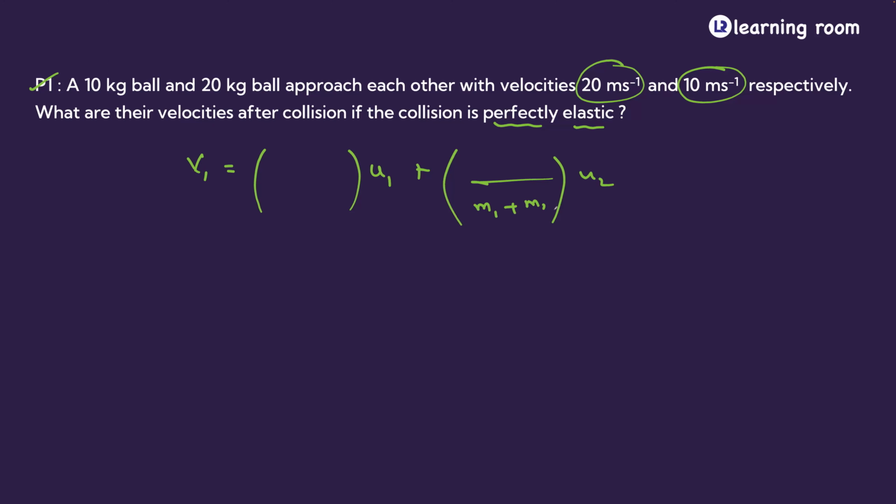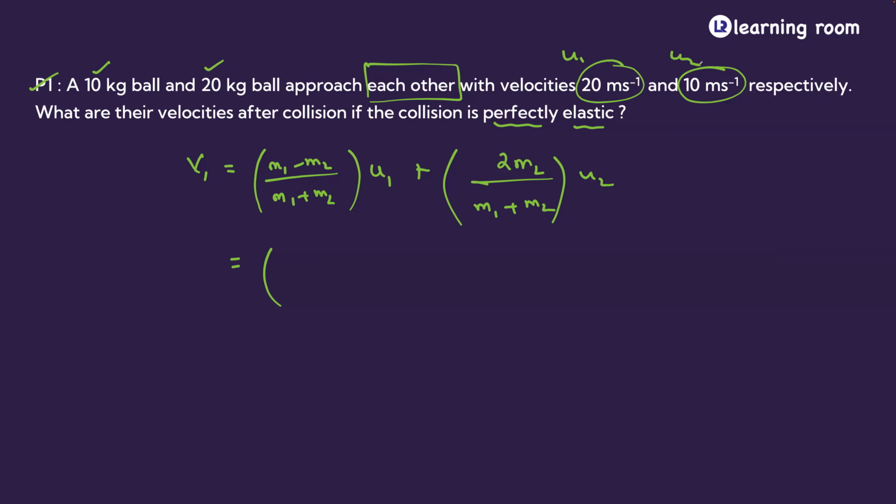It should be M1 plus M2. And here also you're going to have M1 plus M2. And what is going to be the numerator? M1 minus M2. And here it will be 2M2. Am I right? Since they use the word approach each other, the velocity of one should be positive and the other should be negative. Right. So this clearly indicates that M1 minus M2 is how much?